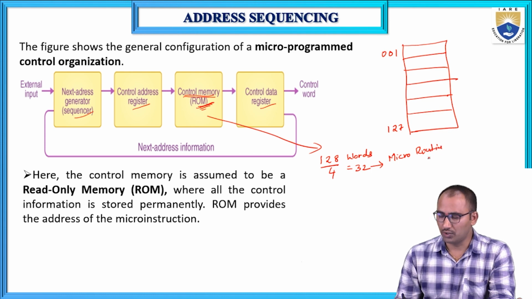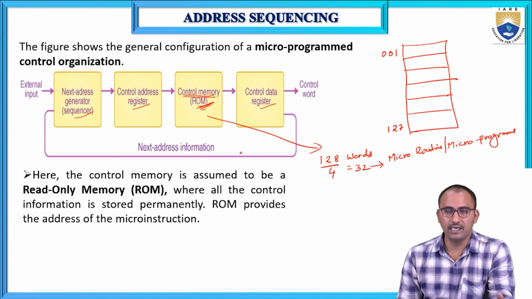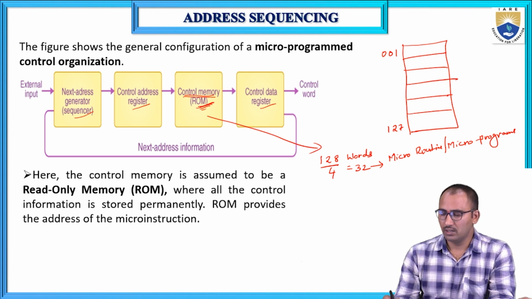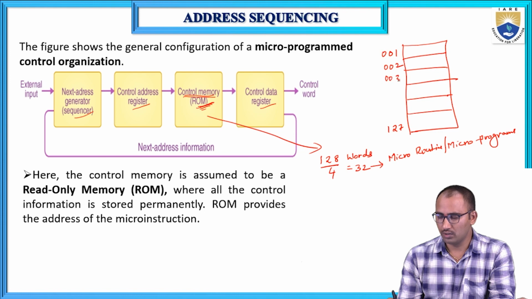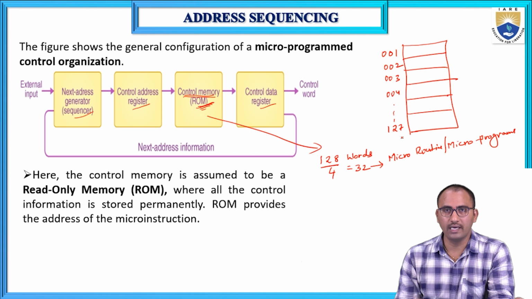So we can store 32 micro routines or 32 micro programs. Okay. So using this micro program, we are generating the control signals. So that is a micro programmed control unit. Here the addresses are 001, 002, 003, 004 up to 127. So in total it contains 128 memory locations.